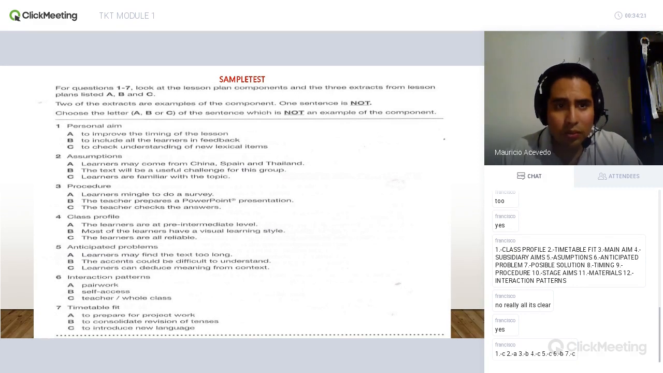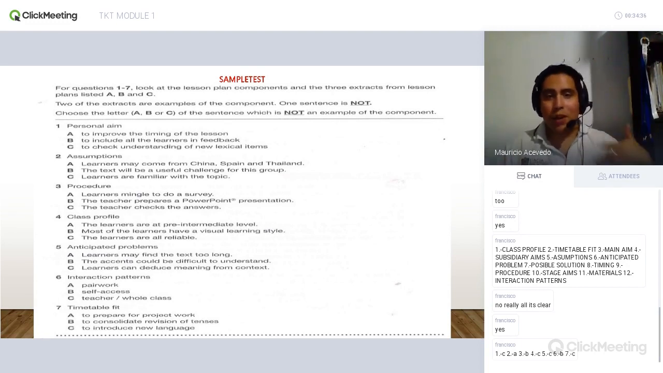The text will be a useful challenge for this group. Could be. Okay, we're gonna analyze that one because that was a hard one, because an assumption can be whatever you can say about a group. Okay, procedures, you say that it is letter B. The teacher prepares a PowerPoint presentation. All right, because this is at the moment before the activities.